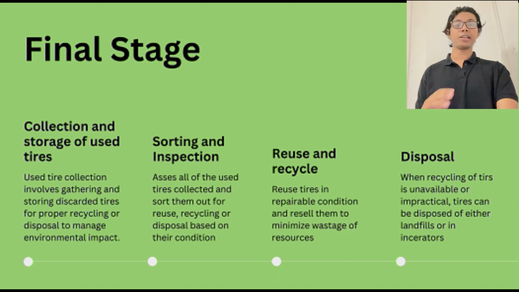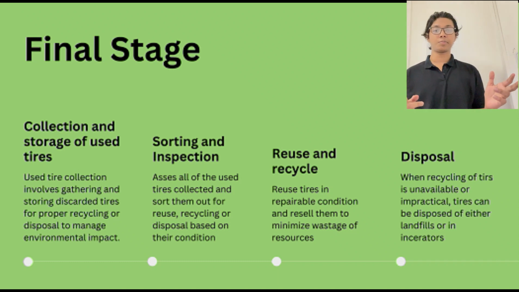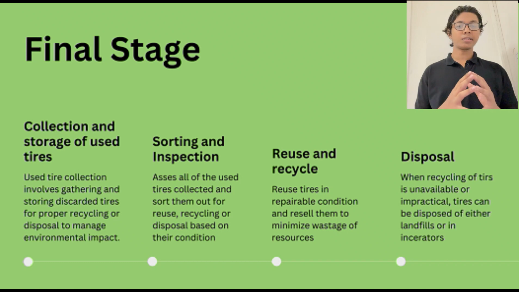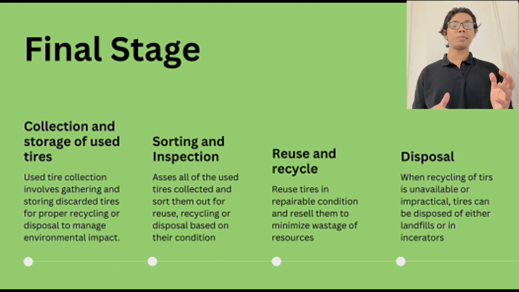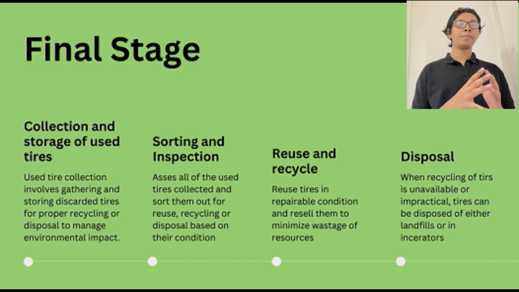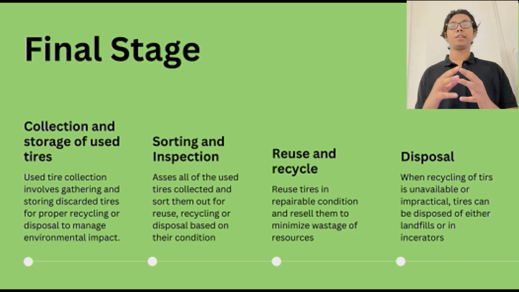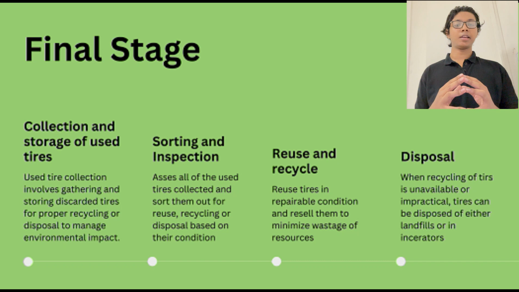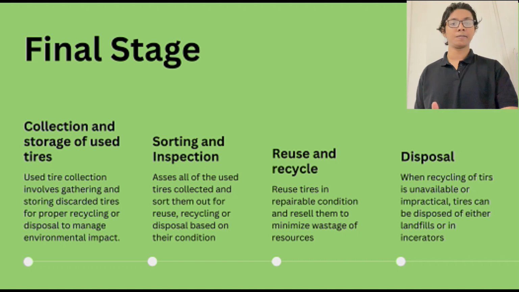And once the tires are collected, the second stage begins. This is the sorting and inspection part. In here, the stakeholders are municipal workers, waste management companies, and recycling plants. The purpose of this is to assess all the used tires collected and sort them out for reuse, recycling, or disposal based on their condition. The method of this is that each tire is graded individually, either by hand or usually by machine, and based on criteria they are sorted out into either recycling, reusing, or disposal.